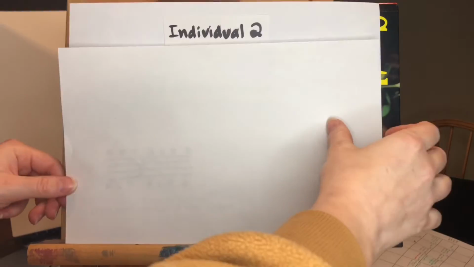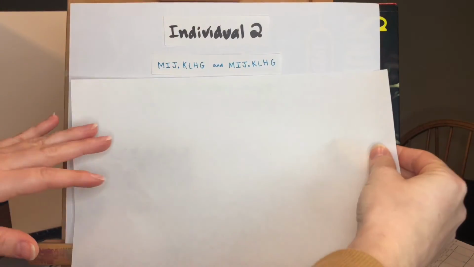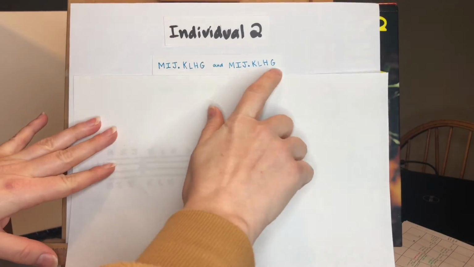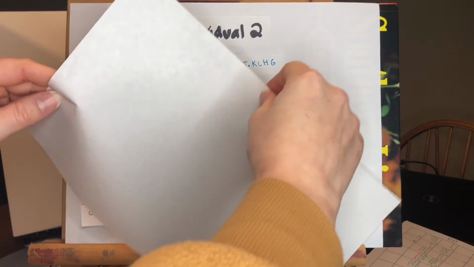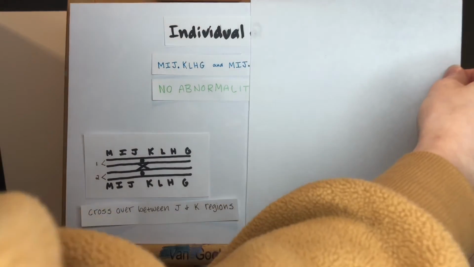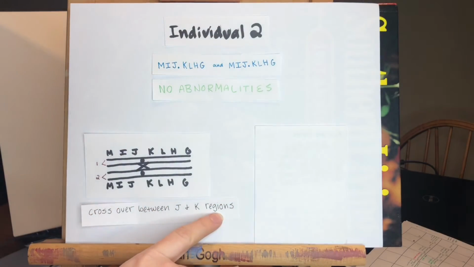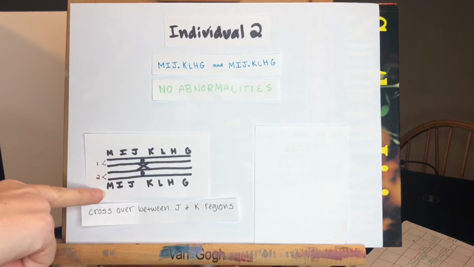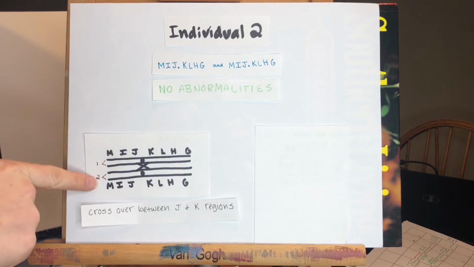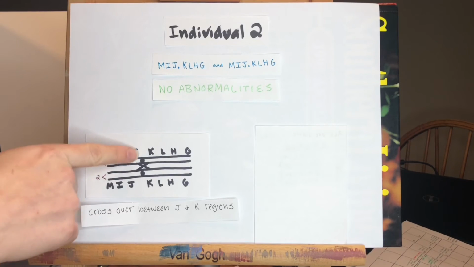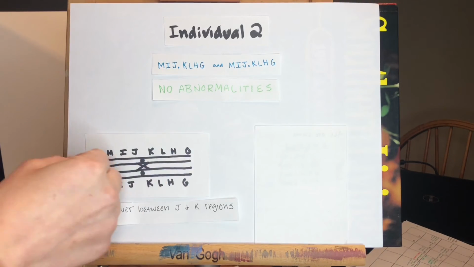When looking at our second individual, we see they have chromosomes that look like this, and they're exactly the same, so we are not seeing any abnormalities. When we try to look at what the crossover event between the J and K regions on this event in meiosis, we are going to see the crossover event occurring right here with chromosome number 1, chromosome number 2, and they all line up very nicely, so it's going to be a straight line.